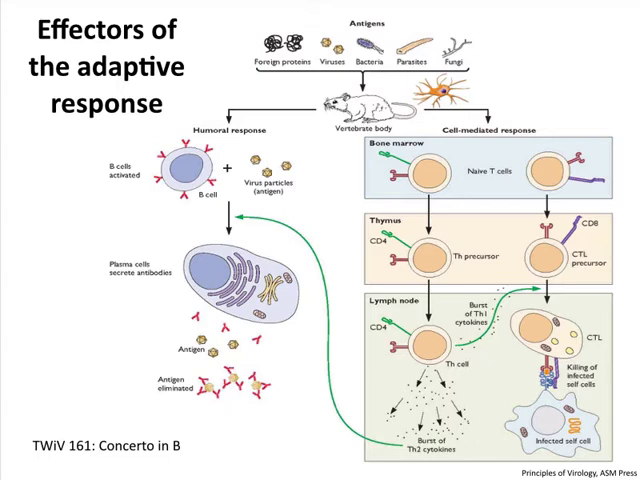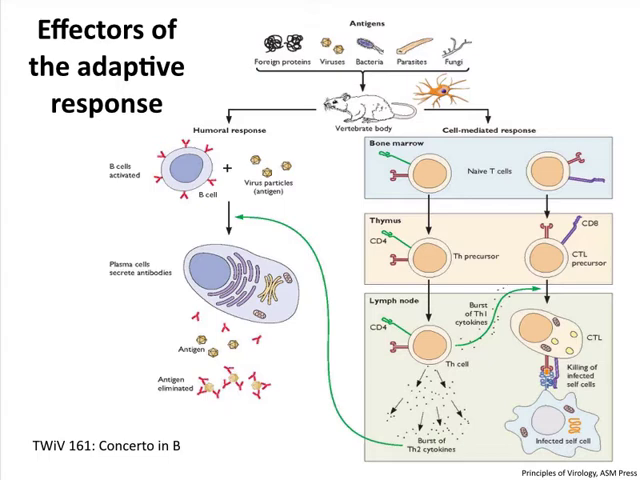And we'll talk about how that happens. So the CTL, cytotoxic T lymphocyte, is one of the big effectors of the adaptive response. On the other hand, many viruses induce the production of antibodies.